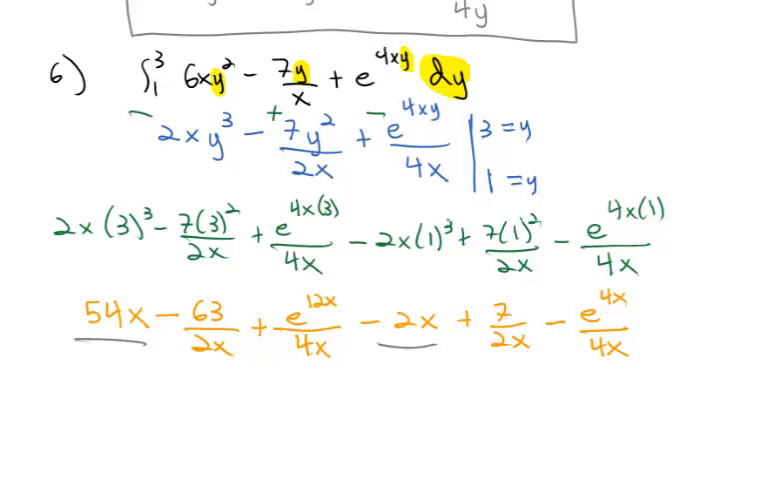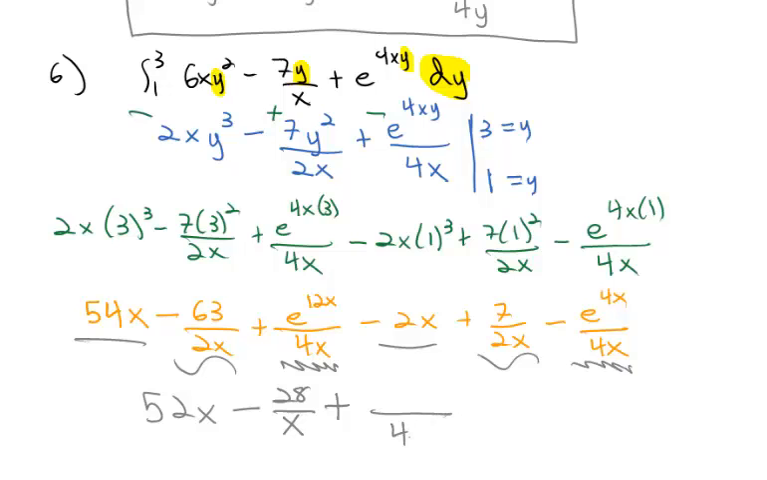Combining like terms, 54 minus 2 is 52x. The 63 over 2x plus 7 over 2x is going to be minus 56 over 2x, which is nice because that actually is going to reduce to 28. So I'm just going to do that. 28 over x, plus we got a common denominator of 4x, so we'll put those all underneath 4x, and that's going to be e to the 12x minus e to the 4x, and there is our solution.